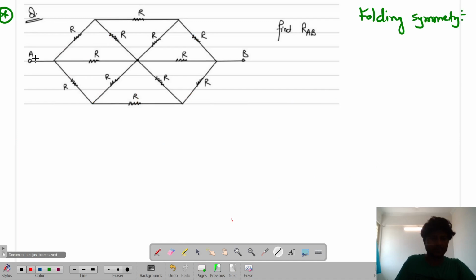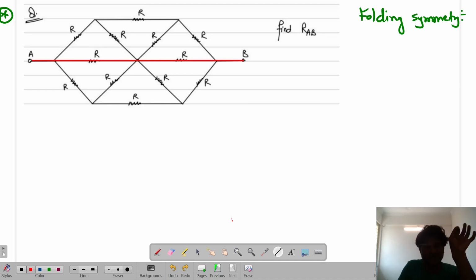So let's suppose, okay, you can understand that if I consider the line joining A and B, what does folding symmetry say? Join a line A and B, and if you can see between up and down there are symmetric resistors, then we will consider it a folding symmetry, isn't it?